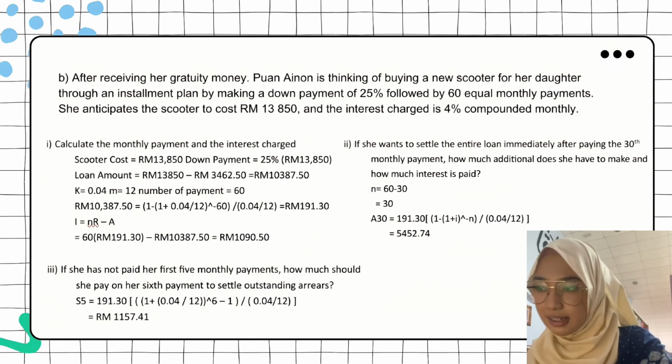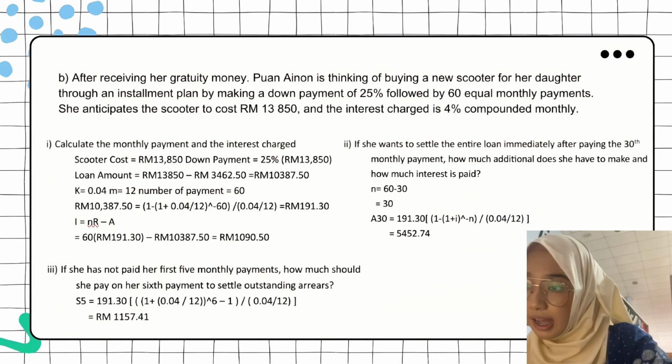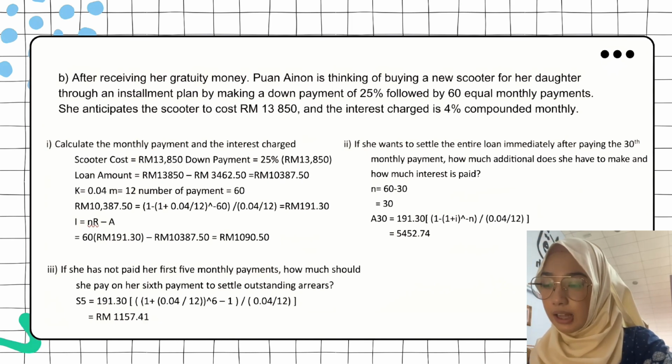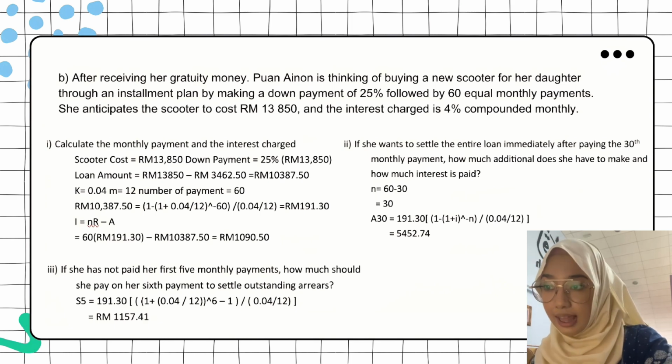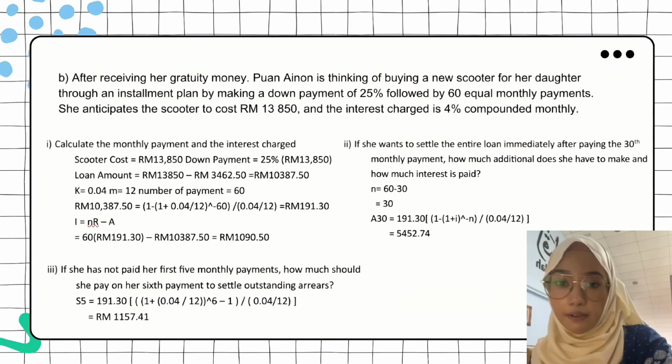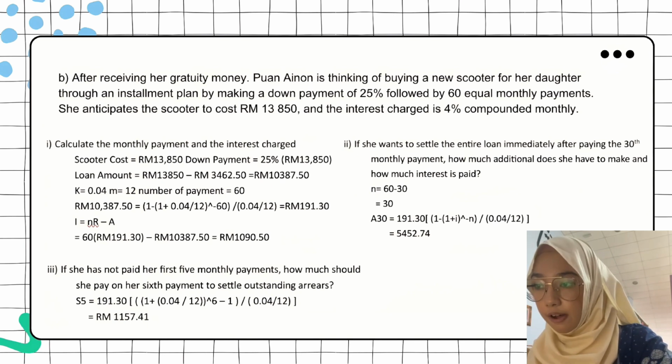Scooter cost is 13,850 and the down payment is 25% of 13,850, so the loan amount equals 13,850 minus 3,462.50, which equals 10,307.50. And k is 0.04 over 12 and the number of payments is 60.